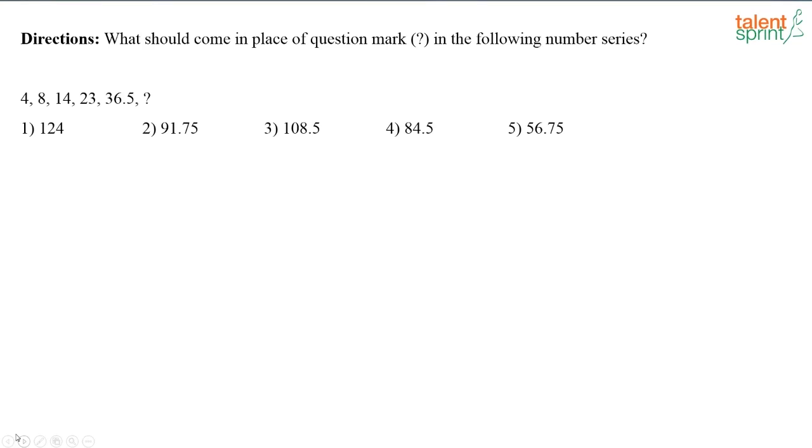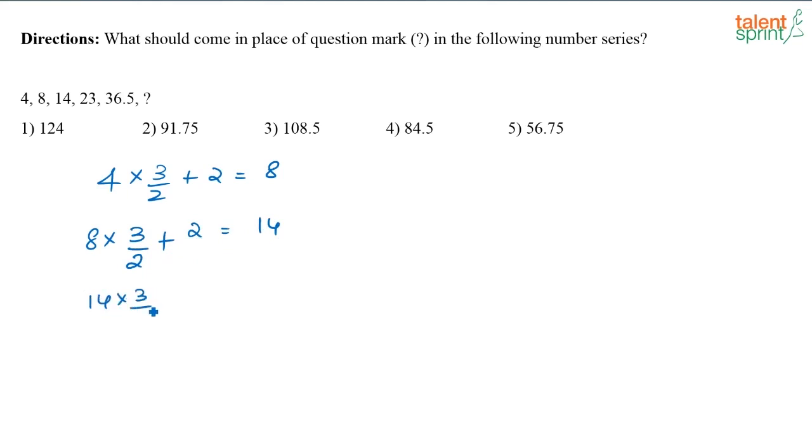So what's the logic behind this pattern? 4, 8, 14, 23, 36.5, question mark. See, 4 into 3 by 2, plus 2, is equal to 8. 8 into 3 by 2 plus 2 is equal to 14. 14 into 3 by 2 plus 2 is equal to 23. Next would be 23 into 3 by 2 plus 2, that is 36.5.